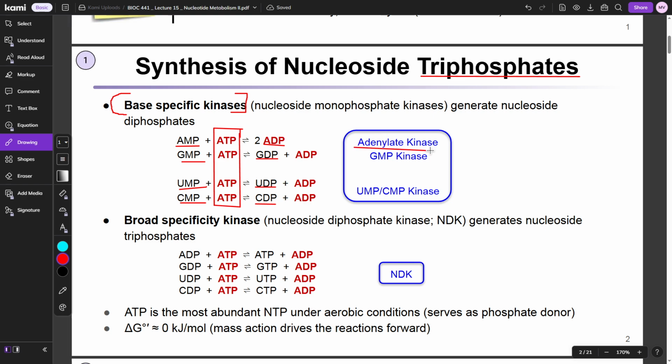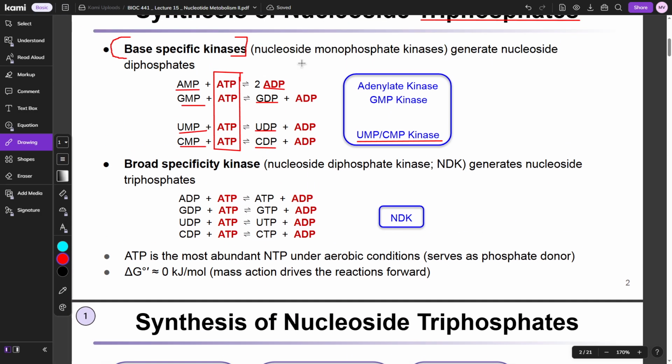So there's adenylate kinase, which uses ATP to make ADP. There's GMP kinase, which uses GMP to make GDP, using ATP as the phosphorylator. And then there's a UMP-CMP kinase, which takes UMP and CMP, and uses ATP to turn them into UDP and CDP. After you've turned them into the DP forms, there's another broad kinase called nucleoside diphosphate kinase, NDK. NDK takes all of the DP forms and turns them into the TP forms. And it always uses ATP. So similar to the base-specific kinases, this one uses ATP all the time.